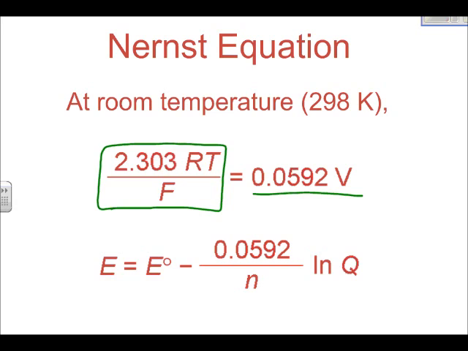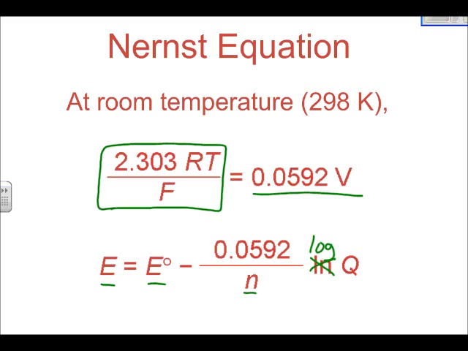We plug that into our equation, and we have the non-standard potential is our standard state potential that we can get from looking at our reduction potential tables, minus 0.0592 over the number of moles of electrons times the log of Q. And again, Q would be the concentration of the ions that are participating in the redox reaction.